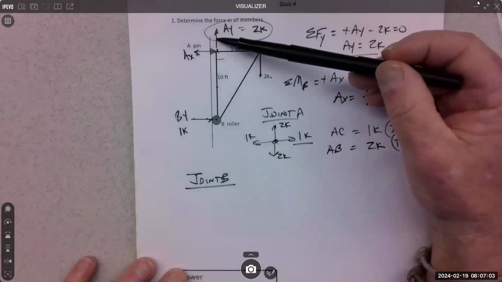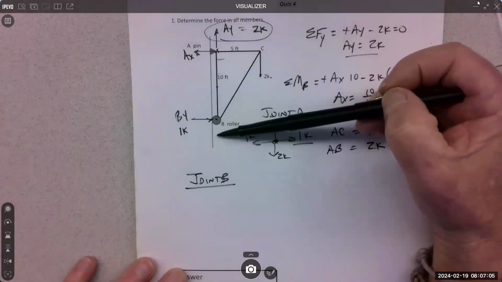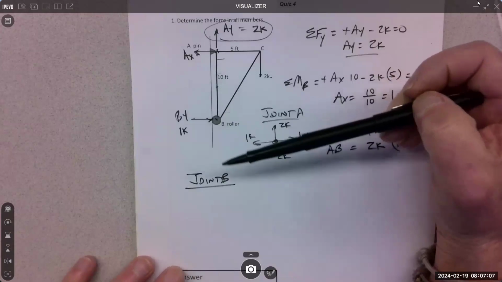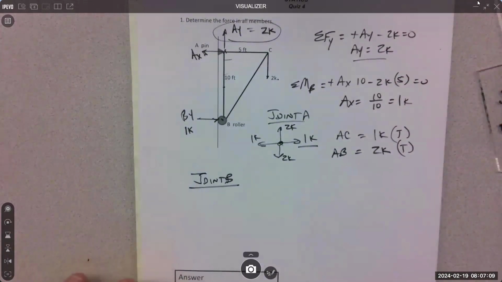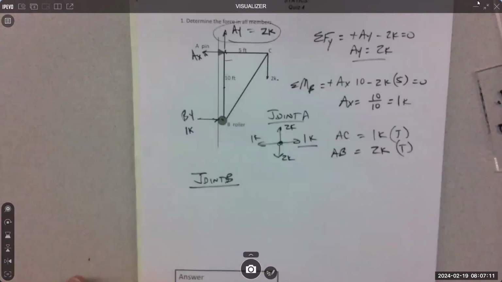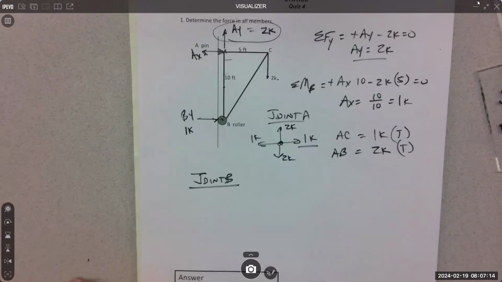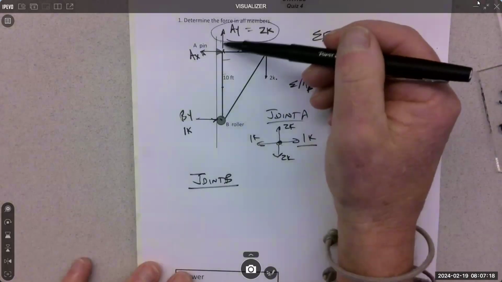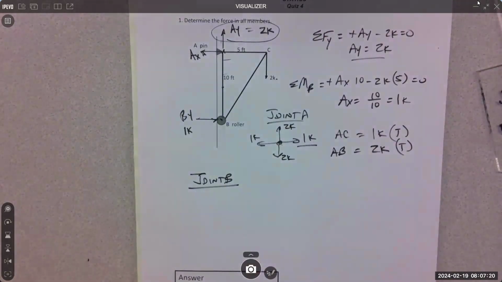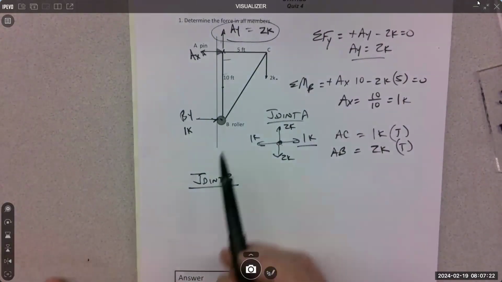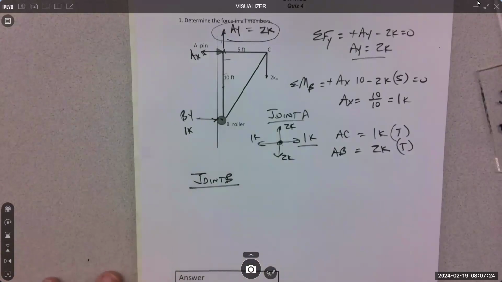Somebody else took this AY and put it here, which it is, I get that, but it was really weird. I'm like, okay, it's a roller at B. Why is AY down there? But it's legit because you can move these forces anywhere along their line of action. So it really didn't change the problem other than make point B a little crazy.